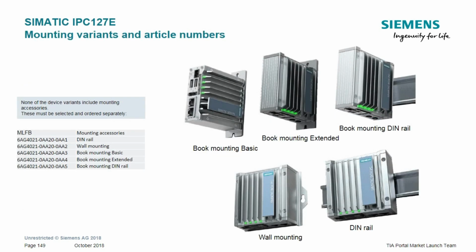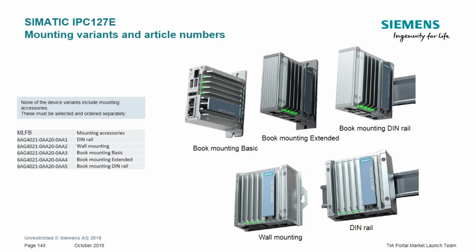Regarding the mounting variants, it's actually pretty fun because of the size of the IPC 127, you can place it right next to a PLC in the rack. Because it's so small, you can also mount it on a rail. One thing regarding the mounting options is that the mounting accessories are not delivered within the purchase of the IPC itself. So those have their own MLFB number according to the use case you want to use it for.